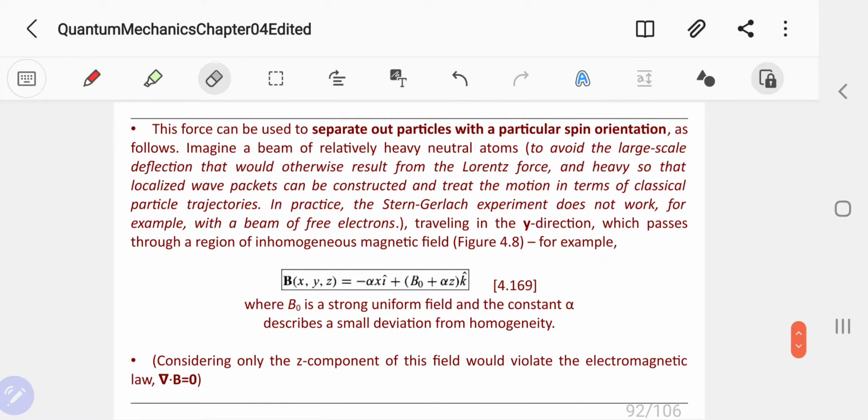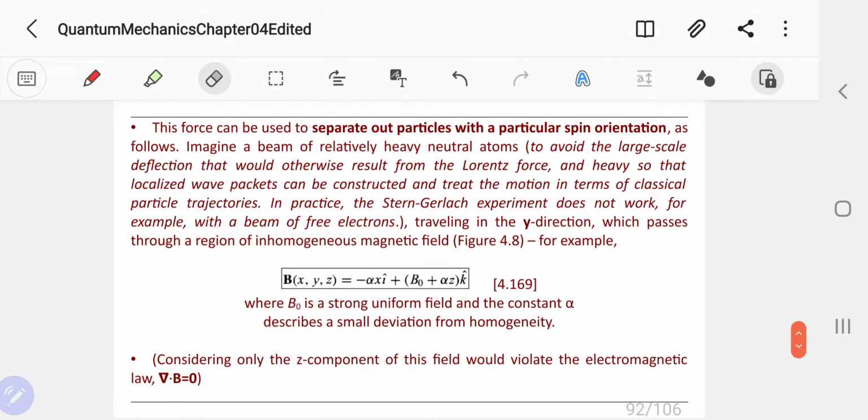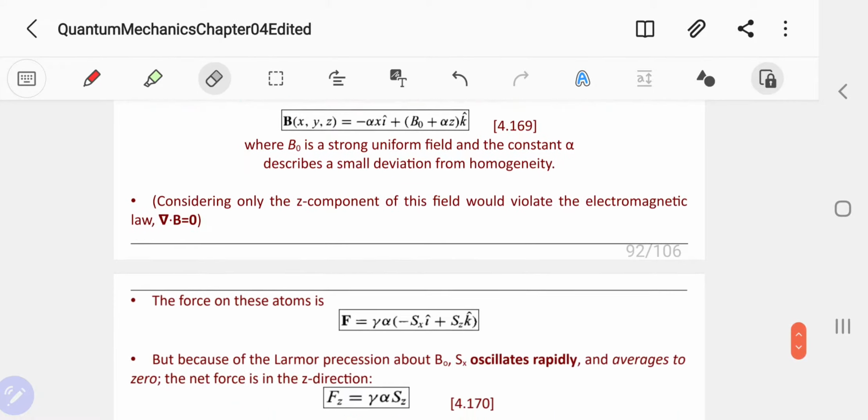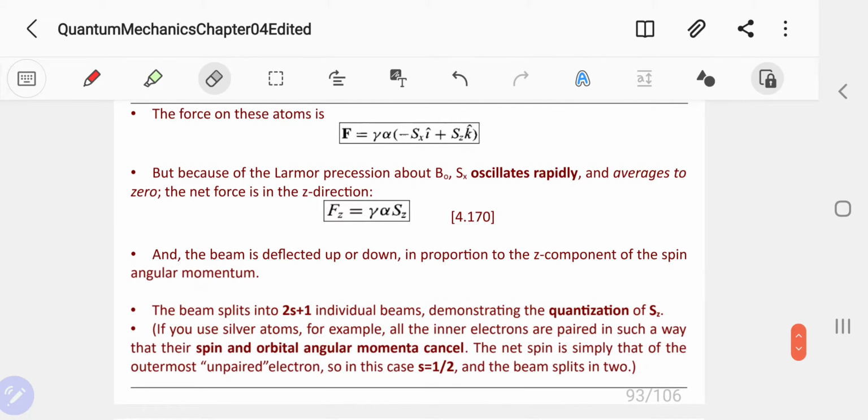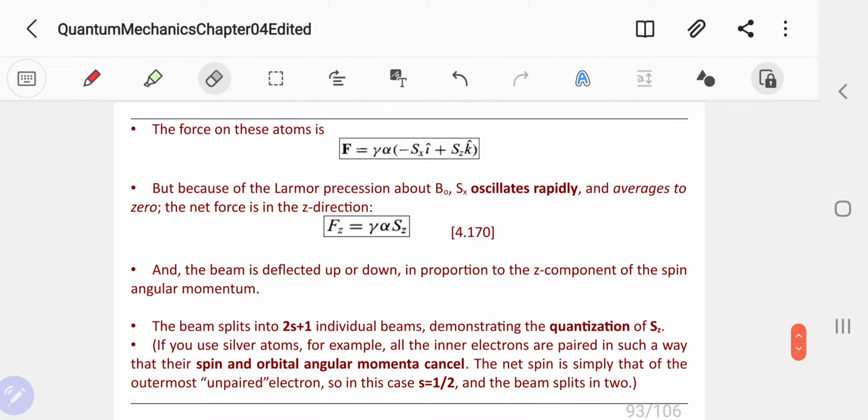So I'll just show you this slide. I'll let you read the slides, then I'll let you explain what this experiment is all about. So just screenshot the slides. This is the Stern-Gerlach experiment.